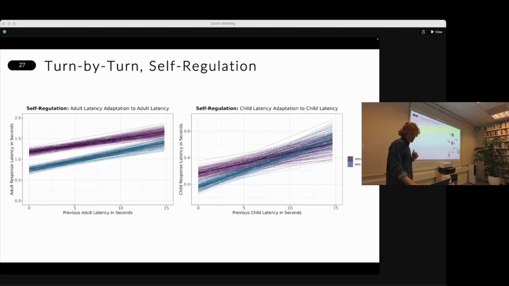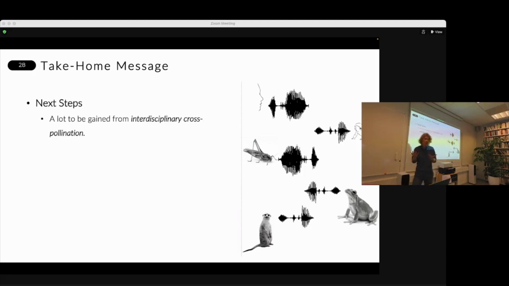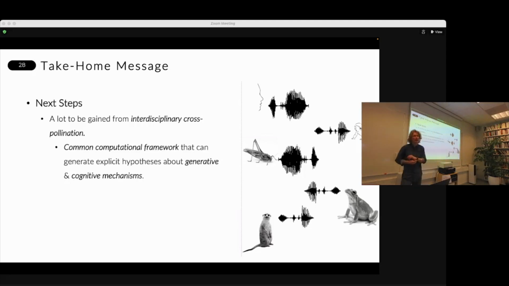So the take-home message from looking at turn-taking in all of these distinct contexts is that we have quite a lot to learn from this interdisciplinary cross-pollination, and we're still learning. The models that we have here aren't necessarily the ones we'll have later on. But I think there's value in looking at communication systems from a common computational framework, both to ensure comparability between species, and because the computational models in the animal world are much more developed than in the infancy world, and we should take advantage of that.